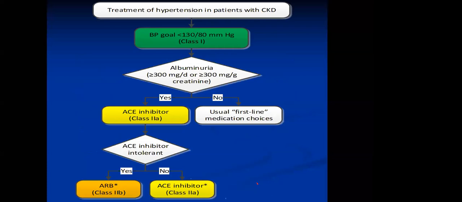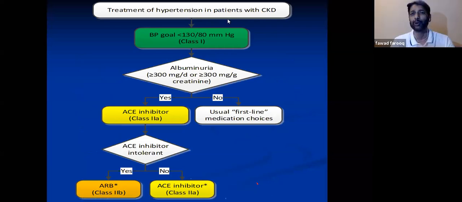That means you have to follow this algorithm for treating a patient with CKD: blood pressure goal less than 130/80 according to ACC/AHA guidelines. If he has albuminuria, an ACE inhibitor would be the choice as a compelling indication. But since this patient's blood pressures are very high, you may need two or three drugs to bring him to the target. So that's the way to approach.